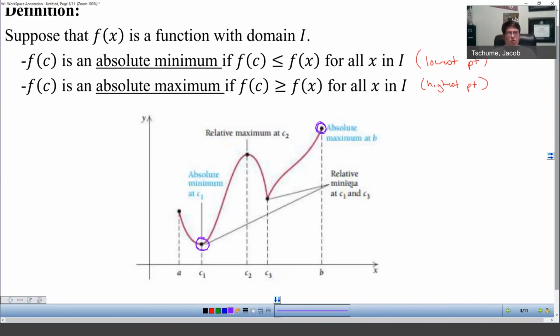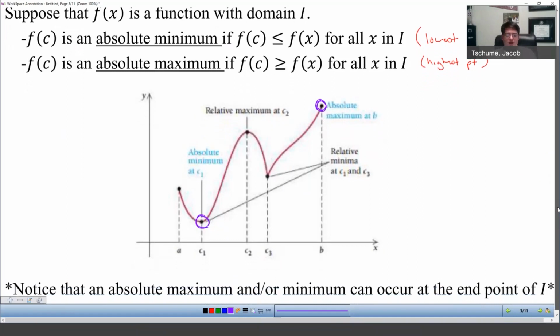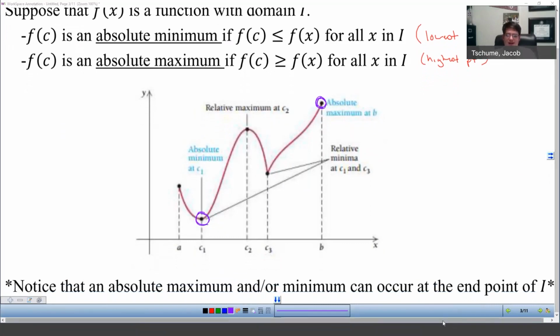Now that can get a little tricky, especially when you don't have a graph, because what if it doesn't go from increasing to decreasing like this one? How would you go about testing for that point? That brings up one last little point that I kind of covered up down here at the bottom. Notice that an absolute max or min can occur at the endpoint of an interval. So we're going to have to come up with a way that we can always double check to make sure that our absolute max and min doesn't occur at one of your endpoints.